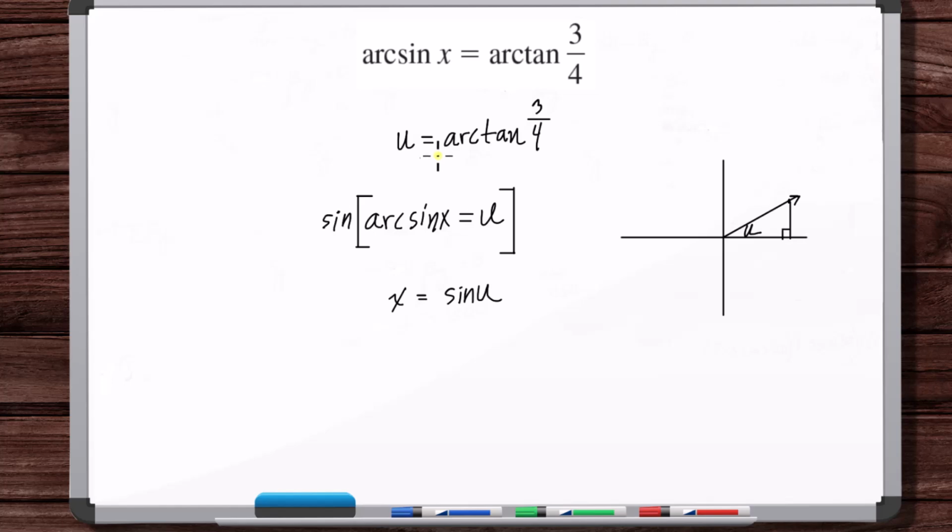Okay, it's telling us that the tangent of u is 3/4. So that means that this has to be the case. Opposite over adjacent. The tangent of u is 3/4. But to get x, we need the sine of u. So opposite over hypotenuse, we need the hypotenuse. Well, 4 squared is 16. 3 squared is 9. 9 plus 16 is 25. Square root of 25 is 5. Okay, and there we go. So sine of u is 3/5.